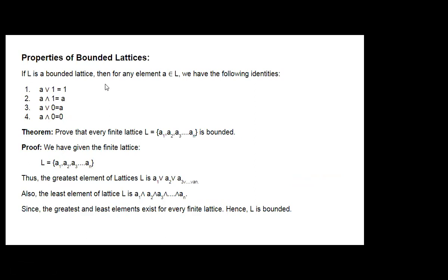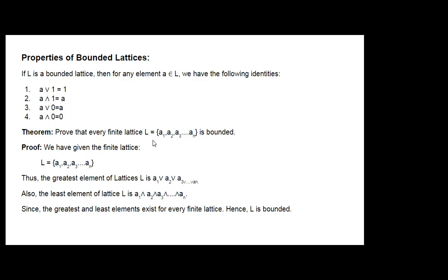Then these are the properties of a bounded lattice. A or 1 gives 1. A and 1 gives A, where A is any element from that lattice. And A or 0 gives A, and A and 0 gives 0.